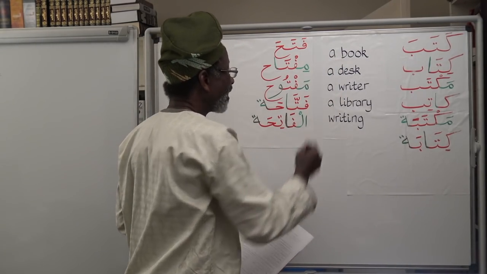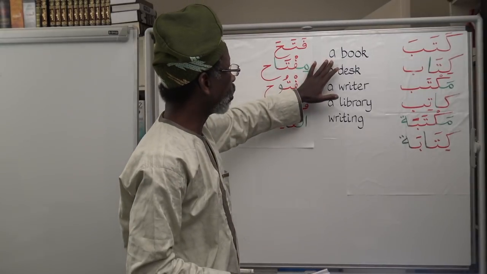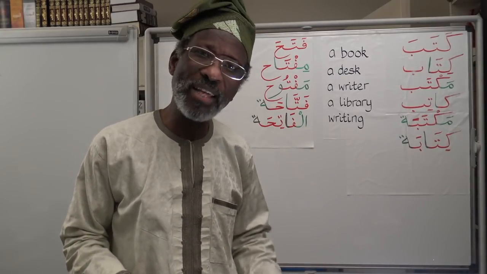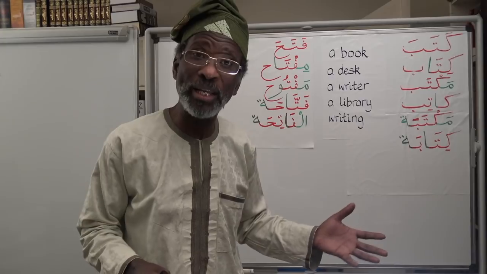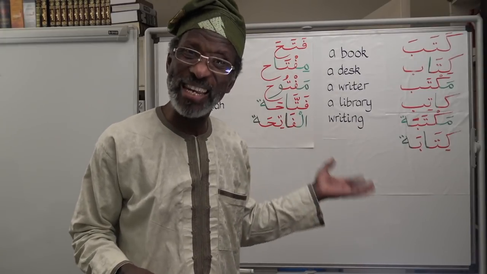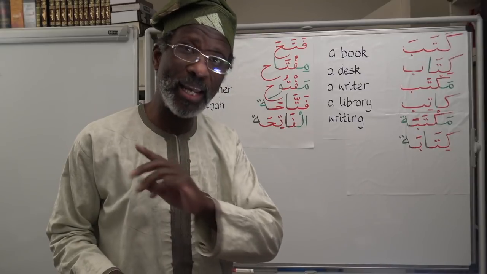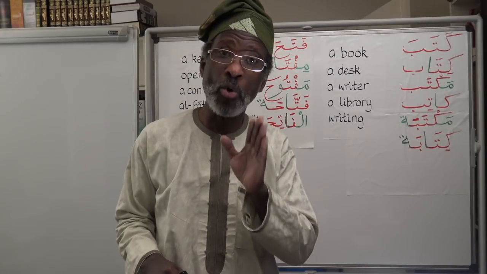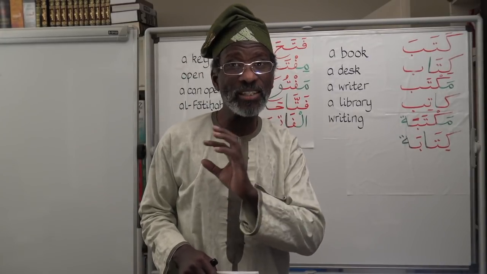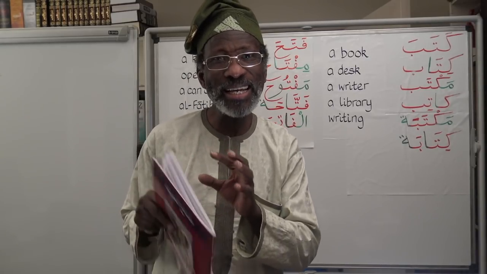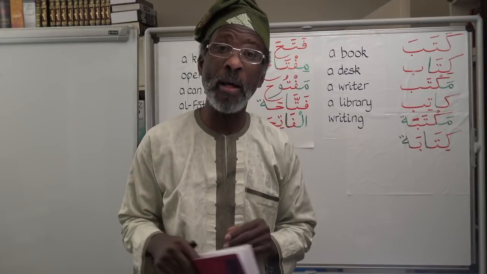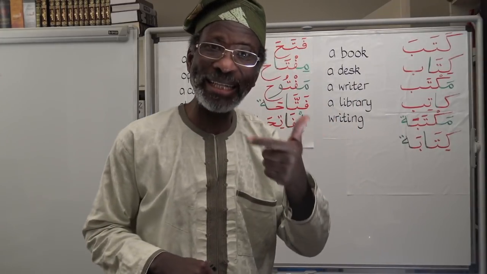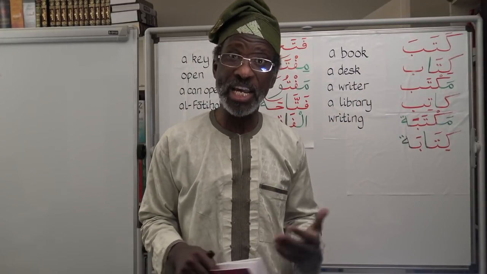Now, for instance, in English, you have to learn a book, a desk, a writer, a library, writing. You learn them individually, and even though there is a theme running through them, they are different words, really, unlike in Arabic. In Arabic, all these meanings will contain three root letters. So that makes it easy for us to recognize the shape and shade of the meanings running through the root letters. For instance, kataba in Arabic is kaf, ta, and ba, he wrote.